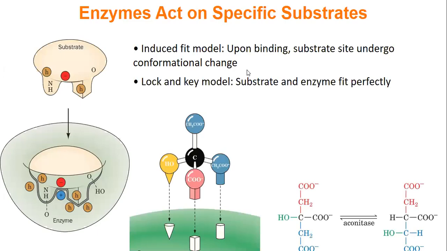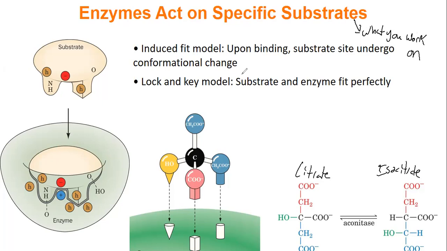So let's see how our enzymes actually bind. This is citrate over here, and this is isocitrate. We have two different models for how our enzymes bind their substrate. Some vocab here: a substrate is what you work on. It's what you're doing the chemistry on, I should say. What was the right answer? Because the reactions are too slow to sustain life. Yep.